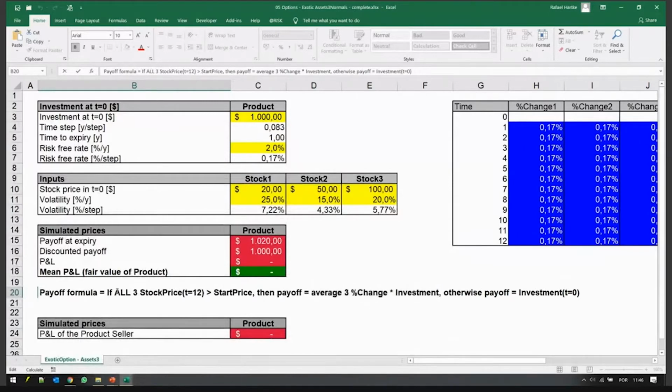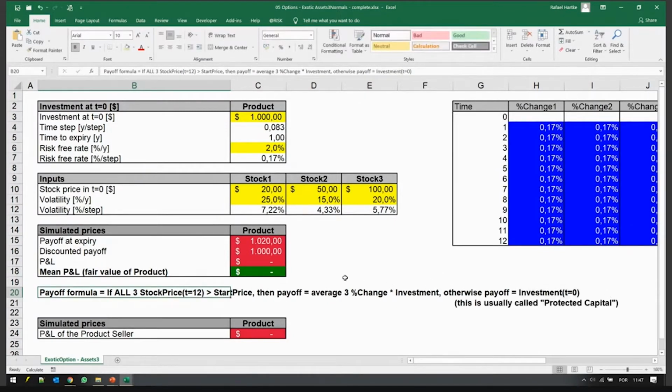Now, that's if all of the three stocks go up. If one of them goes down, either of the three of them goes down, your payoff will be your initial capital. Sounds like a good idea because, well, there's no way you can lose money, right? Because your capital is protected. So either you make money when they go up or you get your investment back.